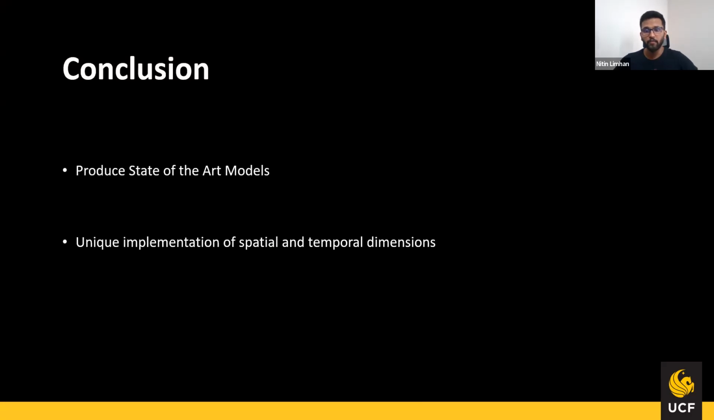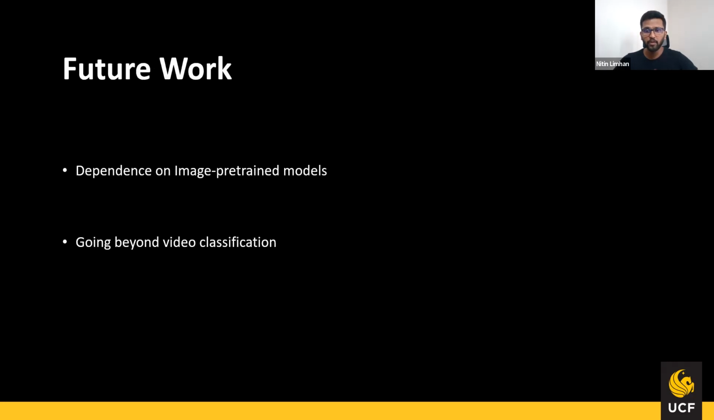So to conclude, ViViT is successful in implementing regularization and factorization at different levels to produce state-of-the-art models for video tasks. This model presents a unique way of factorizing spatial and temporal dimensions, which increases efficiency and scalability. In future work, we can clearly state that the removal of the dependency on image pre-trained models is an area for clear future improvements. And for the next step, going beyond video classification towards more complex tasks should be the aim.